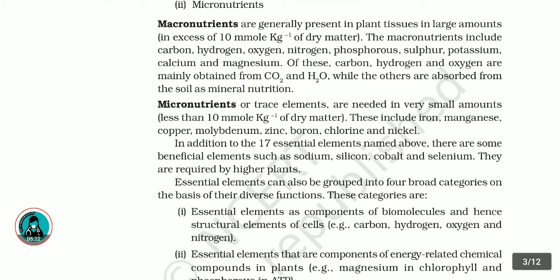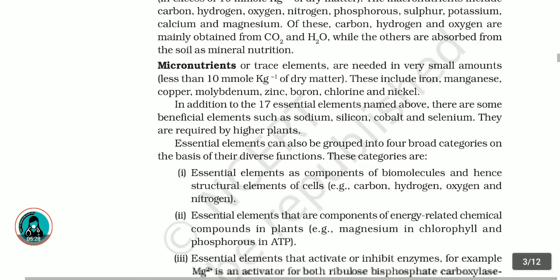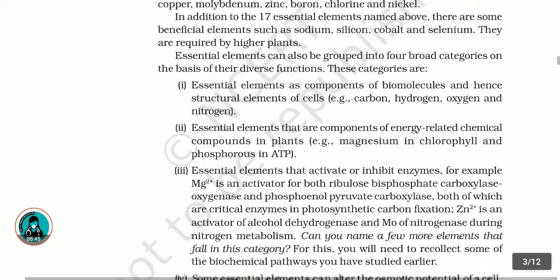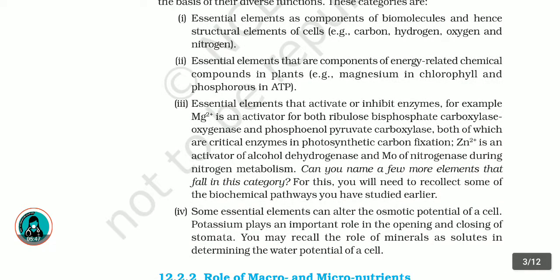Essential elements can also be grouped into four broad categories on the basis of their diverse functions. These categories are: essential elements as components of biomolecules and hence structural elements of cells. Example: carbon, hydrogen, oxygen, and nitrogen. Essential elements that are components of energy related chemical compounds in plants. Example: magnesium in chlorophyll and phosphorus in ATP. Essential elements that activate or inhibit enzymes.